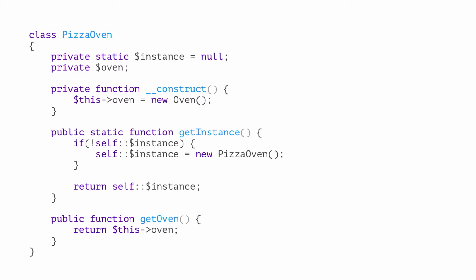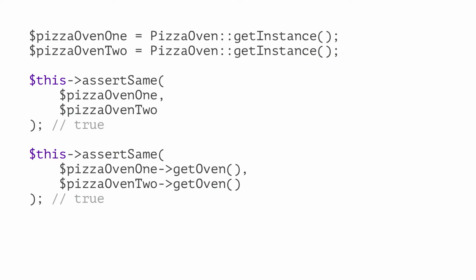So this means that the constructor can only be invoked from that method. So this means we always have one object, right? This is the best way to create a singleton in PHP. So whenever we look at that, we can see that they're always the same. Whenever we create two instances of the same object, we can see that they're the same.